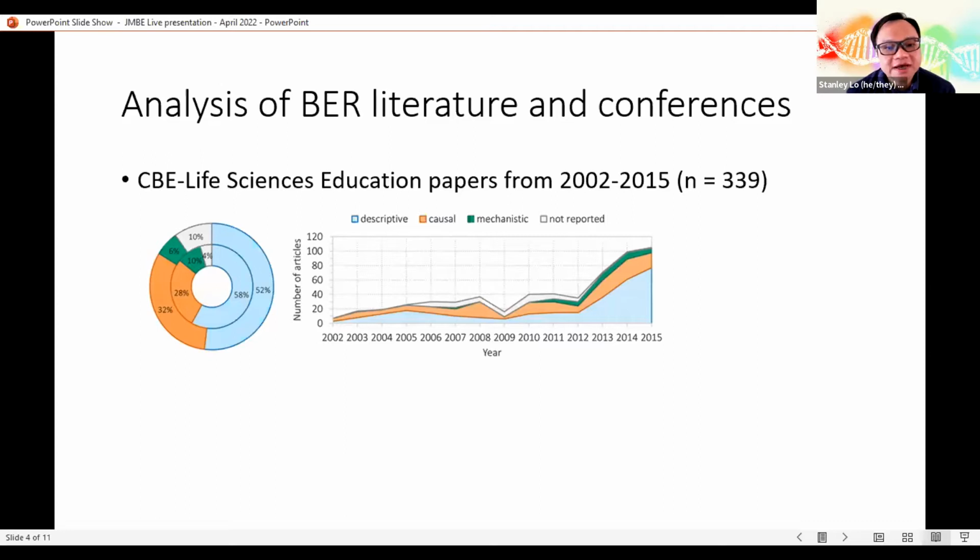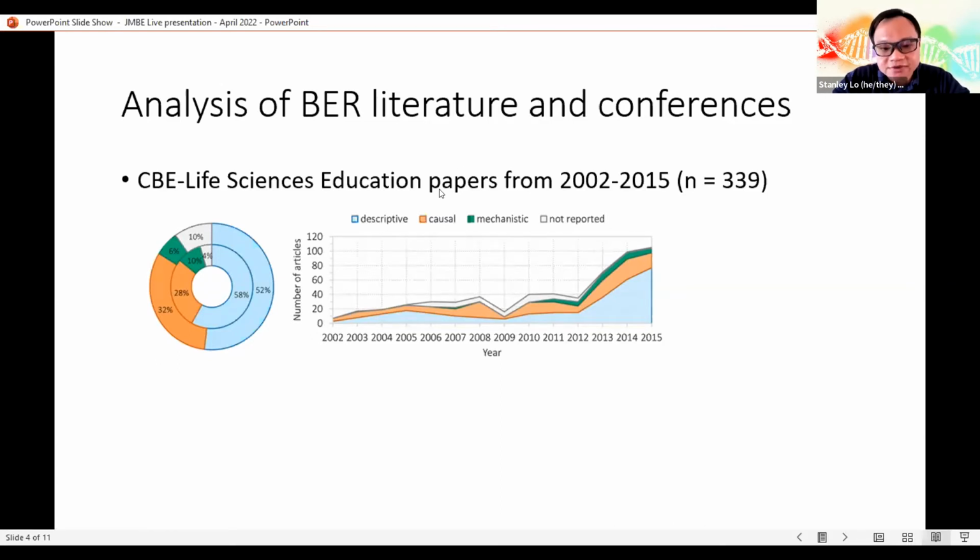And another approach to this is to analyze existing literature and conferences. So for example, my colleagues and I published our papers a few years ago looking at the papers that have been published in Life Sciences Education from 2002 to 2015. And as you can see, there are some trends in here that might have changed over time. There's an increasing, for example, the blue portion is a particular kind of studies that focuses on descriptive research. And then perhaps other pieces also that's emerging is the green part that didn't exist early on, which is mechanistic research that tries to understand the how and why of biology learning and teaching.